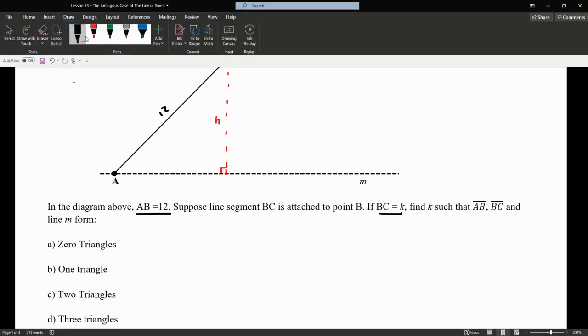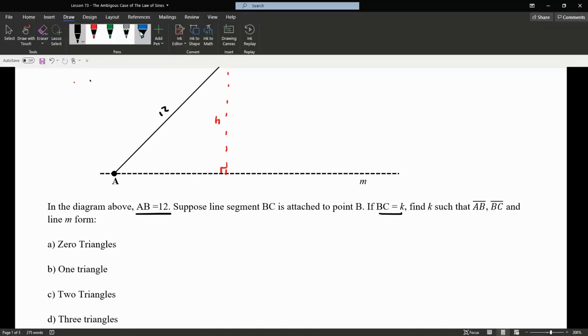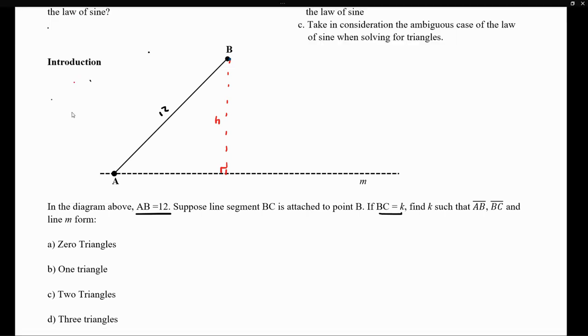And now let's start looking at where we can define this new line segment BC in such a way that we have 0 triangles. So let's take a look at the case where we have 0 triangles. So when can we have 0 triangles? Well, if we define our C here, notice that now we're defining BC and we're saying that BC has a length of K. Notice that we define BC this short. If BC is shorter than the height, notice we just don't have a triangle here.